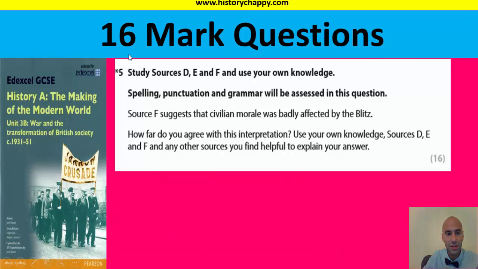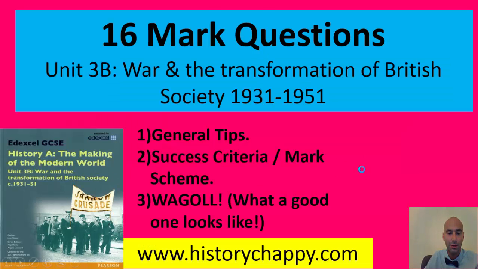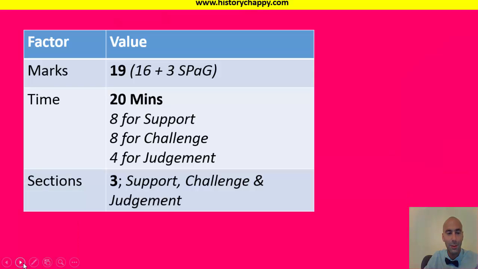There's an exemplar question then. So it says, study the three sources and use your own knowledge. SPAG, so spelling, punctuation and grammar, will be assessed in this question, so that's very, very important. Here we have an interpretation. Source F suggests that civilian morale was badly affected by the Blitz. How far do you agree with that interpretation? So you need to use your own knowledge, the three sources that are specified, and any other sources if you want to help you explain your answer.